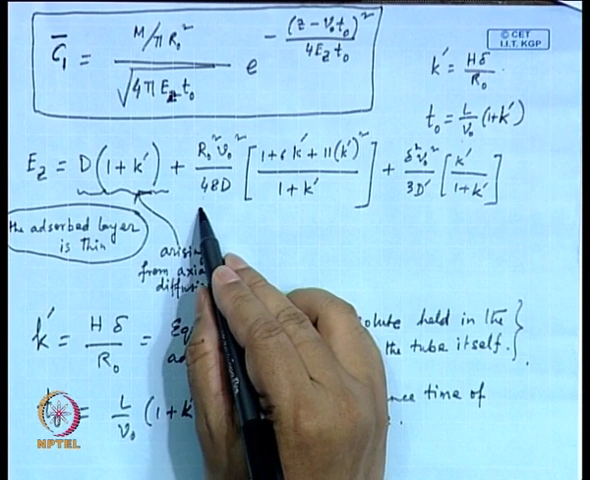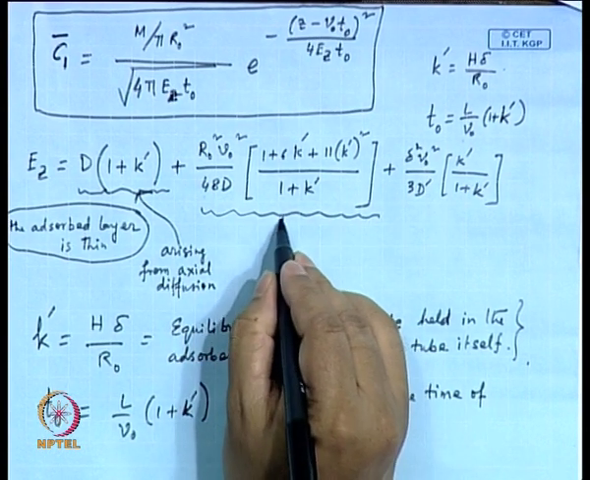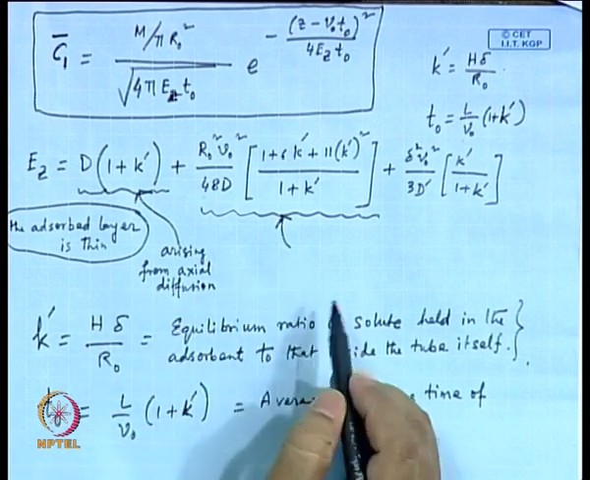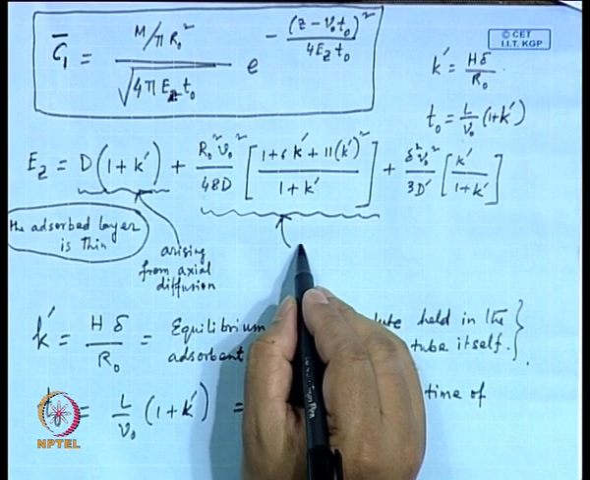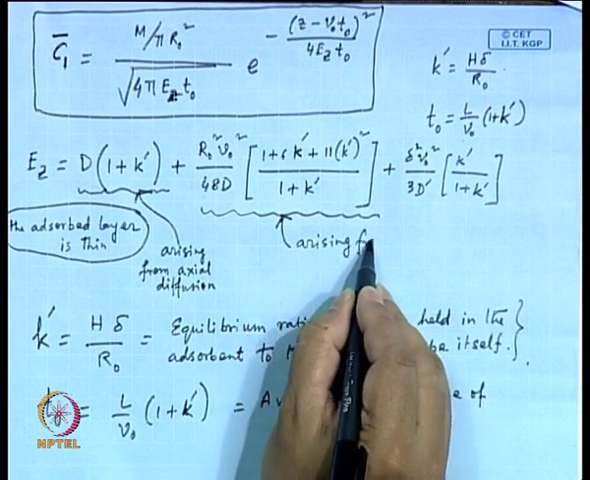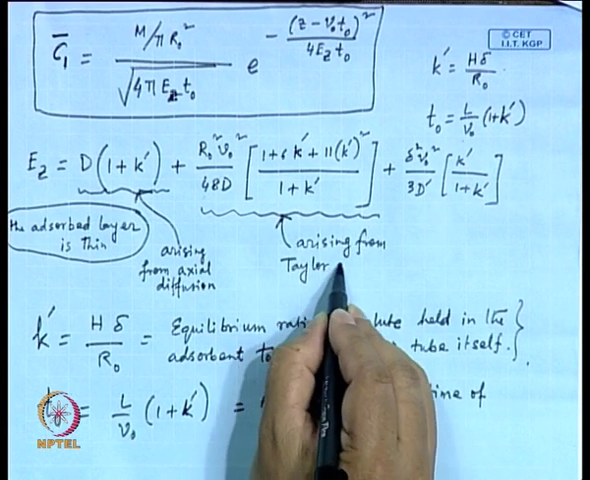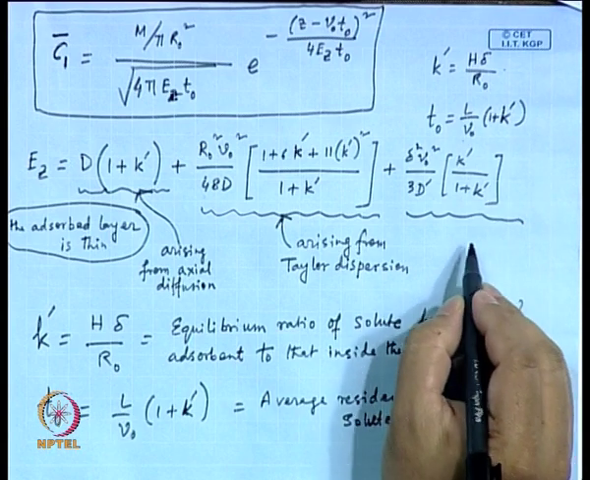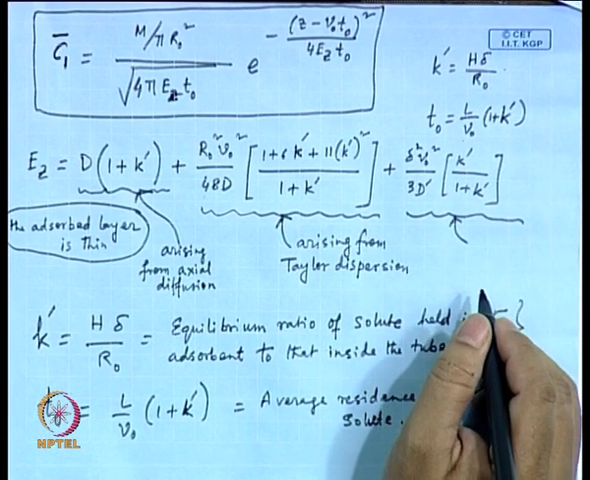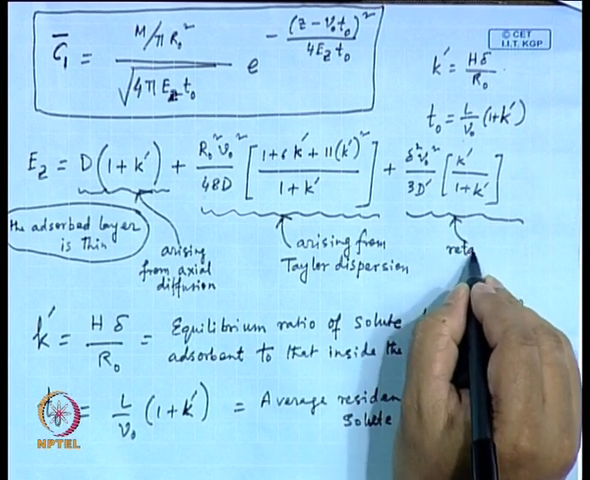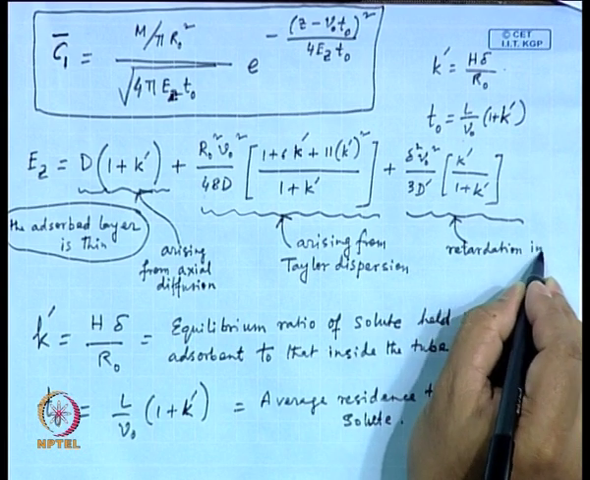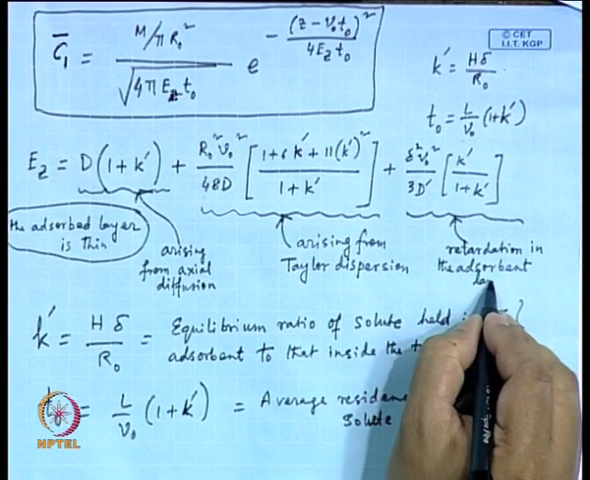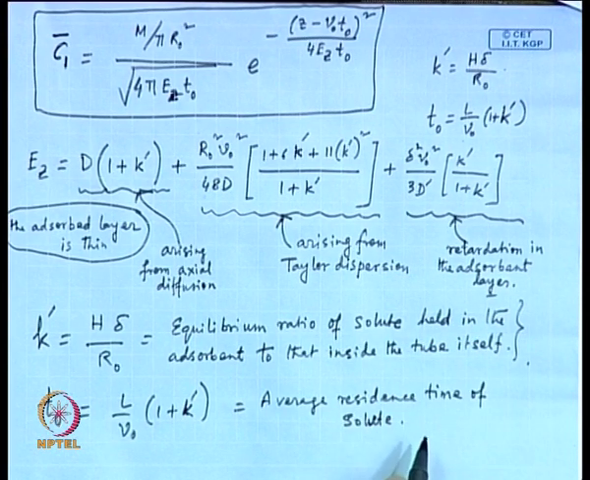Okay. And here you have another term, this must be obvious to you, we have as the prefix R naught square V naught square by 48 d. So, this term is basically arising from Taylor dispersion. All right, and this term is arising from retardation in the adsorbent layer. Why is there retardation? Retardation in the adsorbent layer.